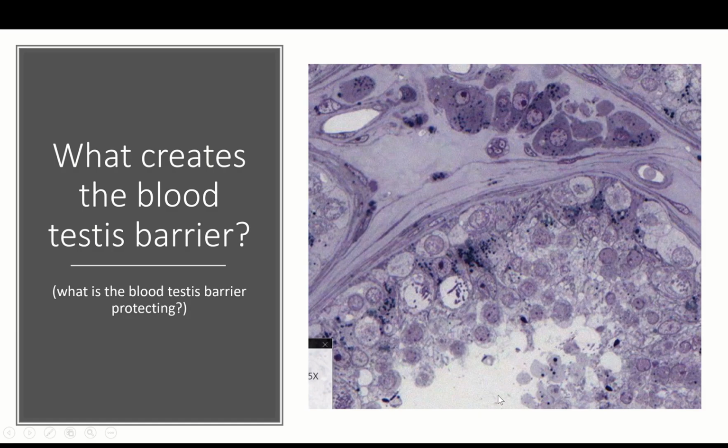Okay, what creates the blood-testis barrier? So that's really important for you guys to understand. We're in the seminiferous tubules of the male, right? So this whole thing is the seminiferous tubule. Right out here, we've got some Leydig cells. And what creates the blood-testis barrier, hopefully you know, are these Sertoli cells, right? So these are the Sertoli cells.